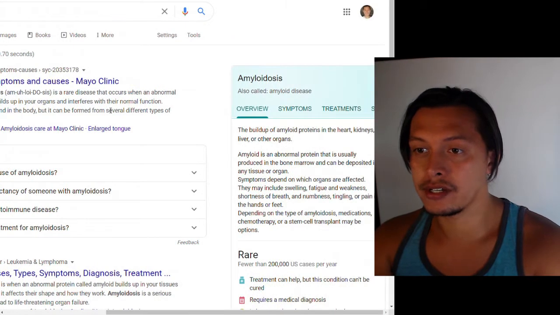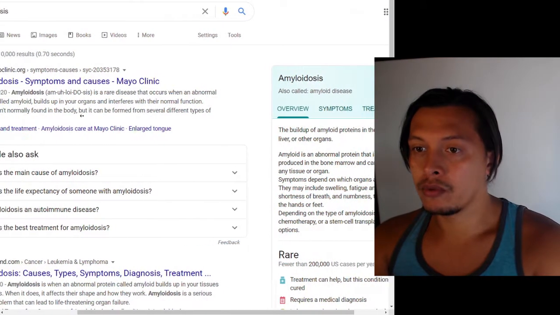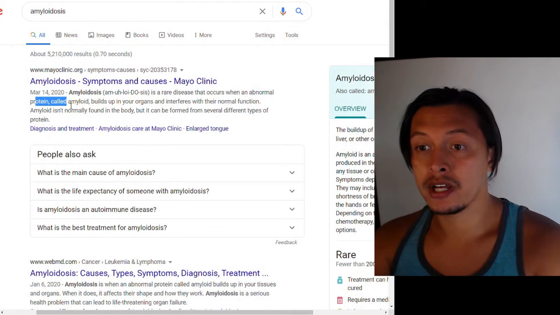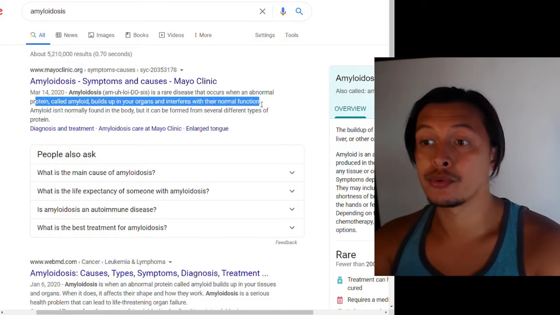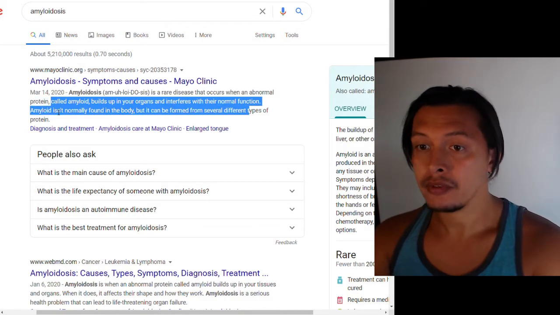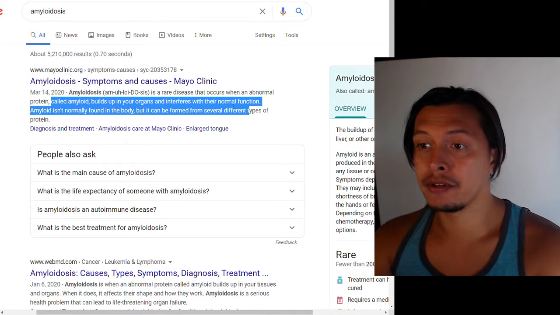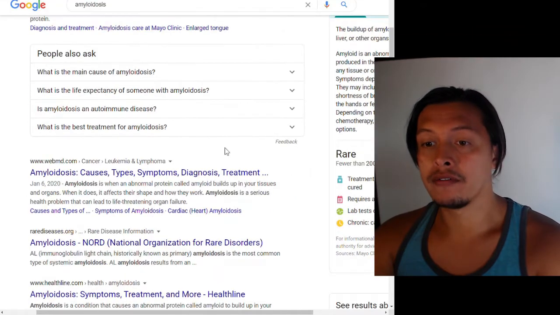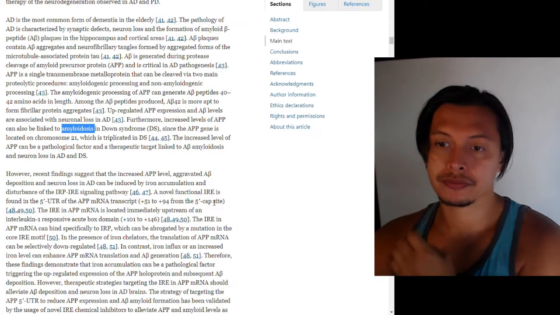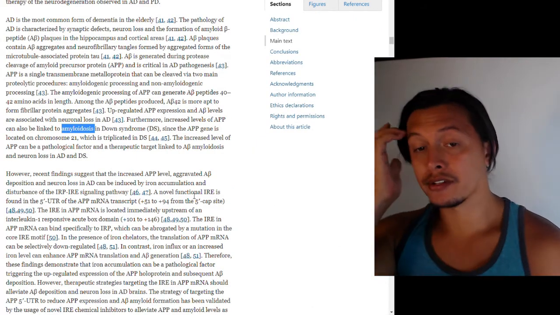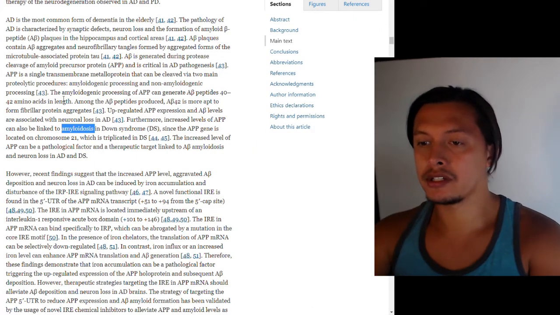So, a rare disease that occurs when an abnormal protein called amyloid builds up in your organs and interferes with their normal function. Amyloid isn't normally found in the body, but can be formed from several different types of protein. Yeah, well, let's continue.